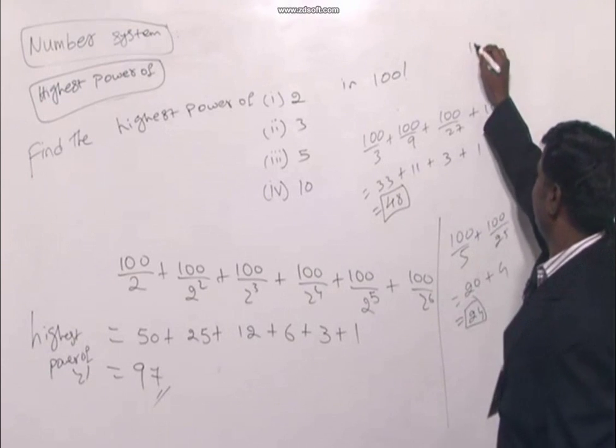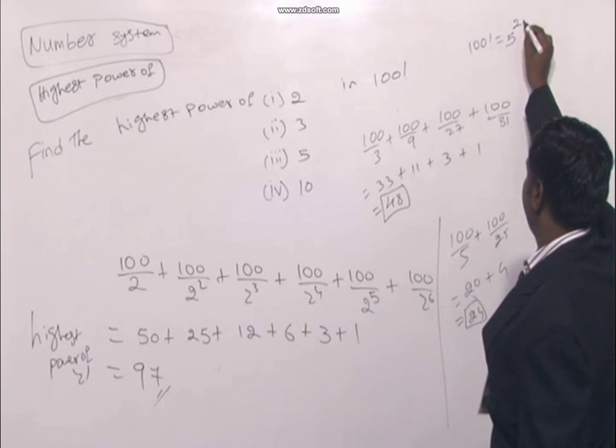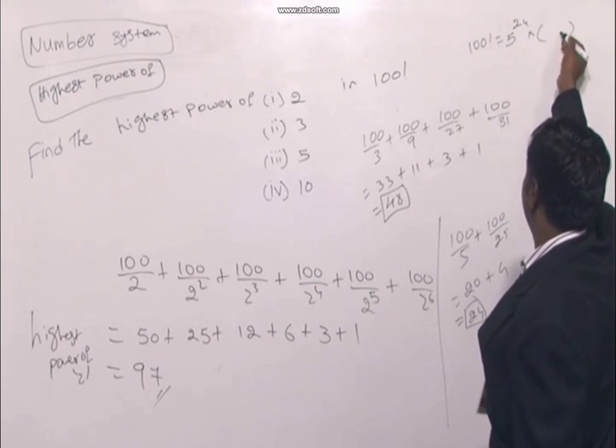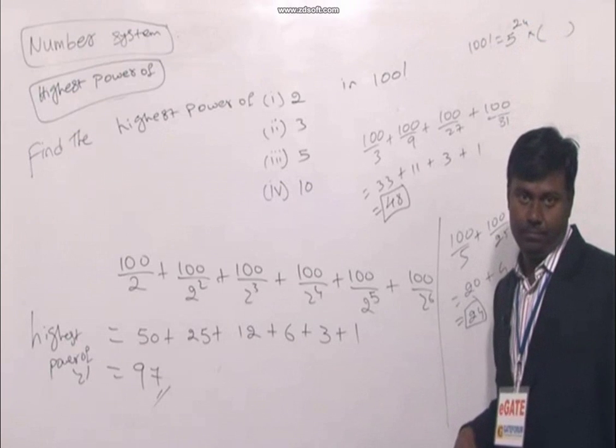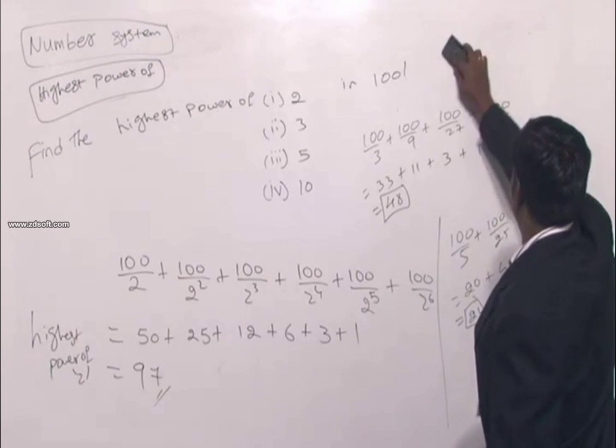What I am trying to do is express 100 factorial as 5 power 24 into something where this is not divisible by 5. Okay.